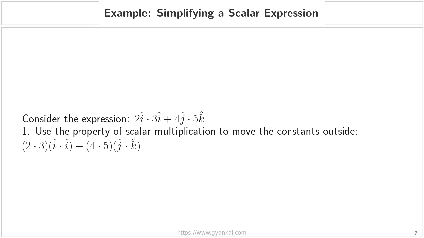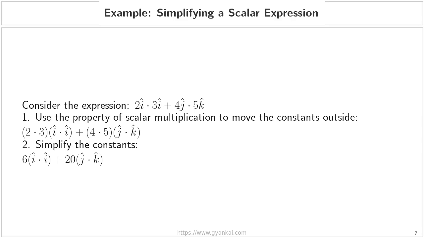Just like with regular numbers, we can pull the constants, the coefficients, outside of the dot product. So we group the 2 and the 3 together and the 4 and the 5 together. This gives us 2 times 3 multiplied by i dot i plus 4 times 5 multiplied by j dot k.